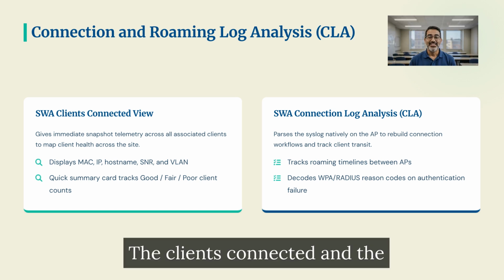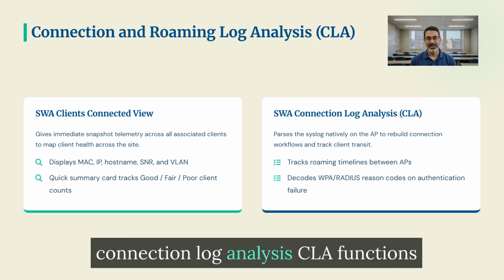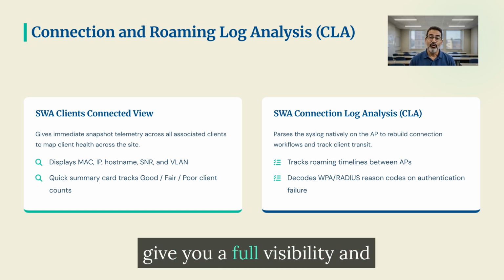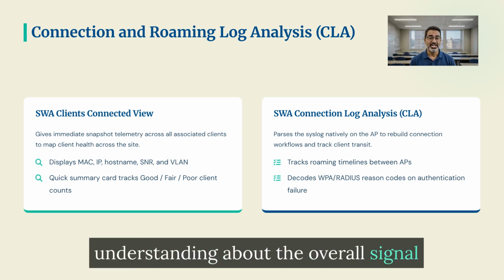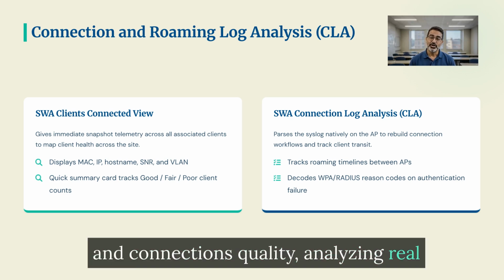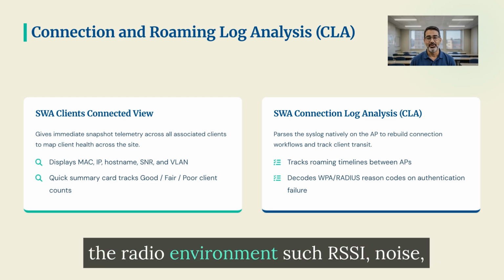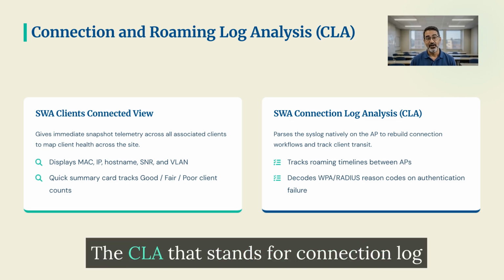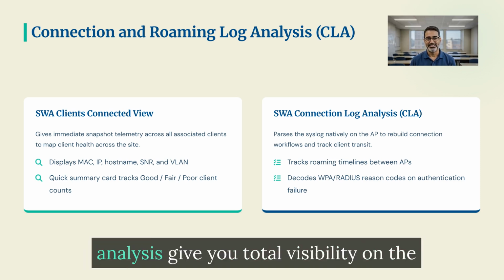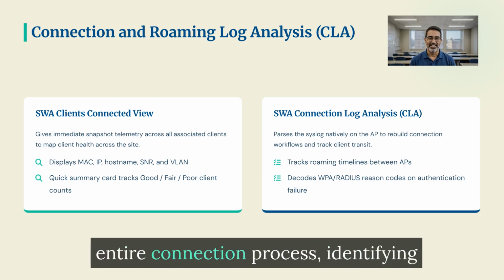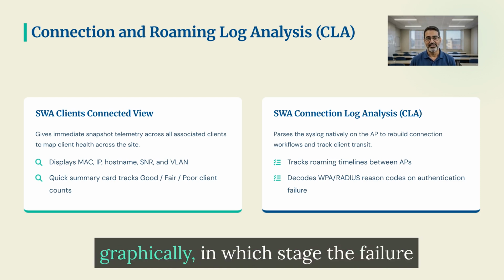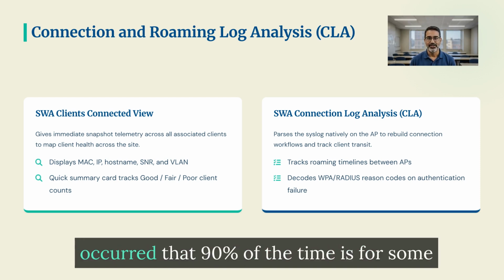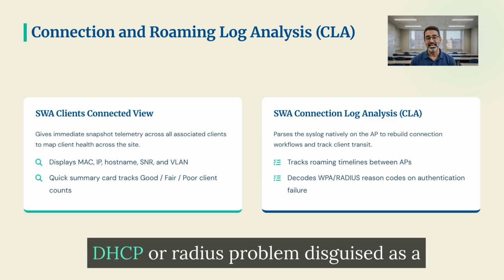The clients connected and the connection log analysis (CLA) functions give you full visibility and understanding of the overall signal and connection quality, analyzing real-time and accurate information related to the radio environment such as RSSI, noise, SNR, or retransmissions. The CLA, which stands for Connection Log Analysis, gives you total visibility on the entire connection process, identifying graphically in which stage the failure occurred, which 90% of the time is some DHCP or RADIUS problem disguised as a Wi-Fi problem.